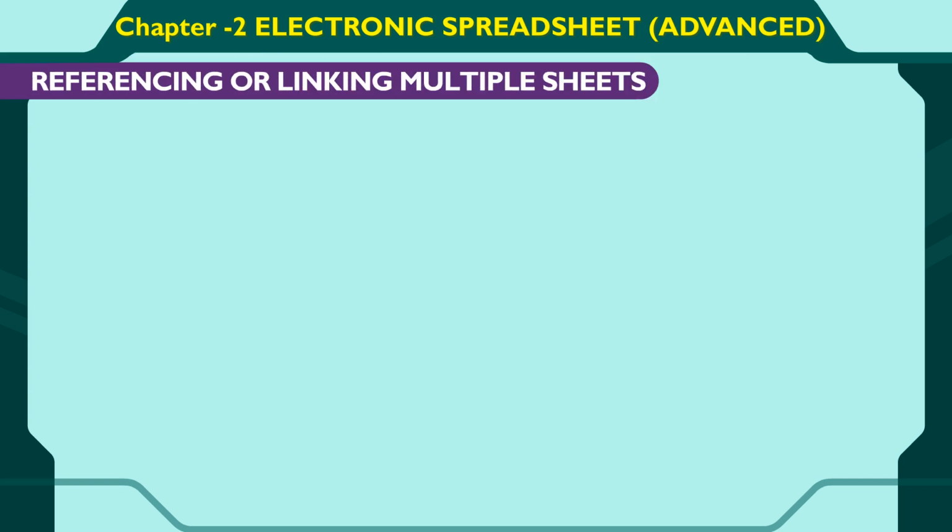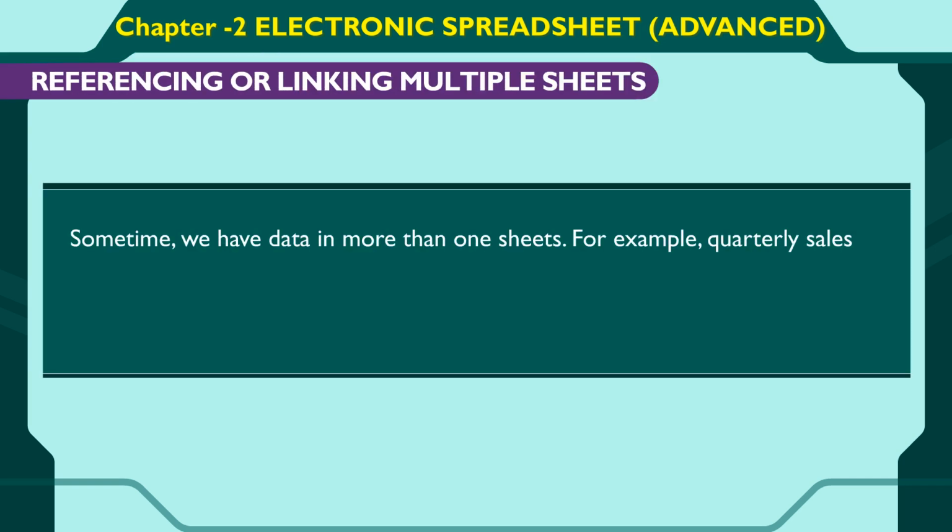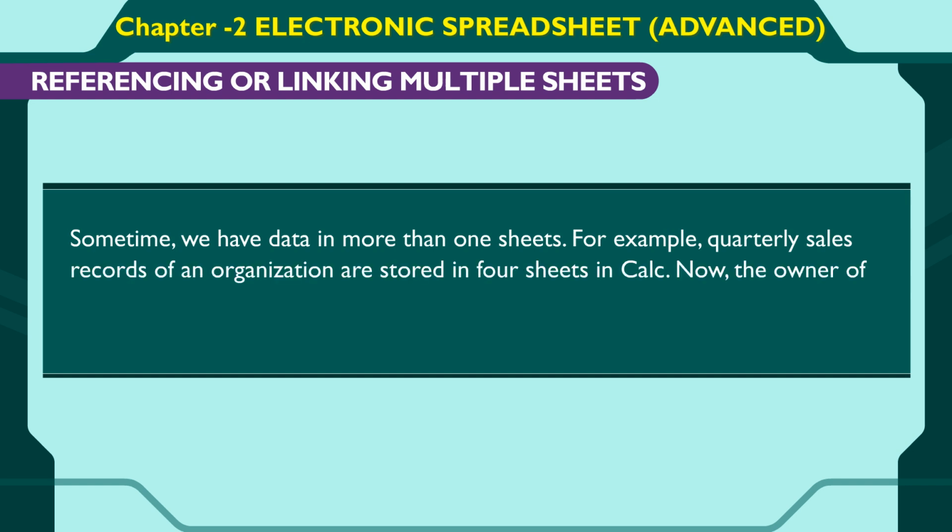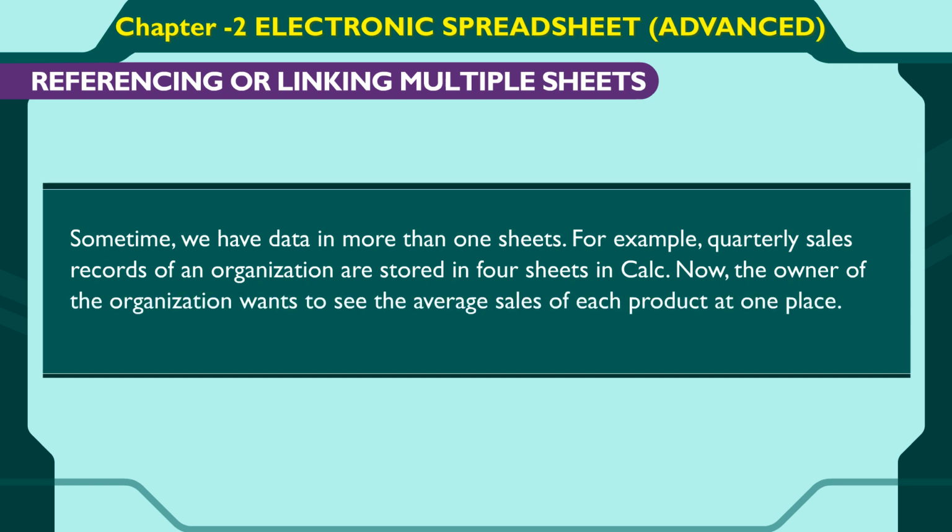Referencing or linking multiple sheets. Sometimes we have data in more than one sheet. For example, quarterly sales records of an organization are stored in 4 sheets in Calc. Now, the owner of the organization wants to see the average sales of each product at one place.